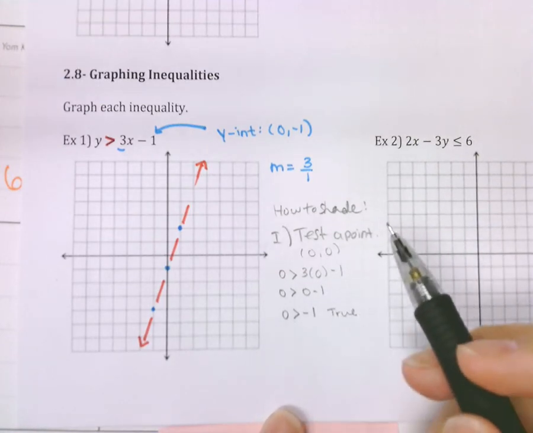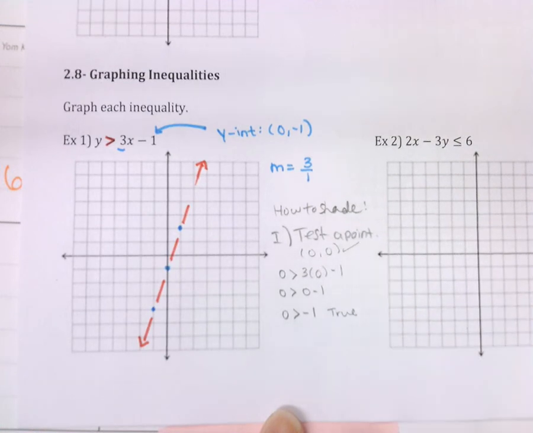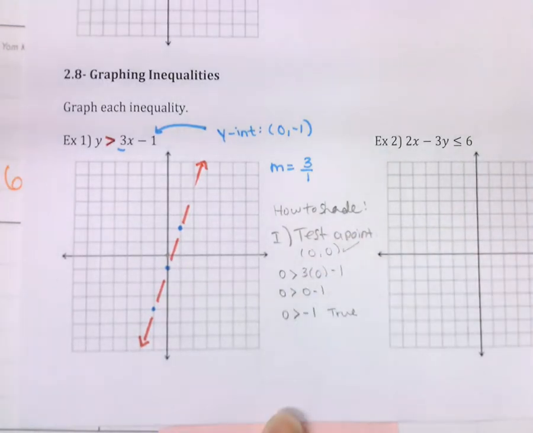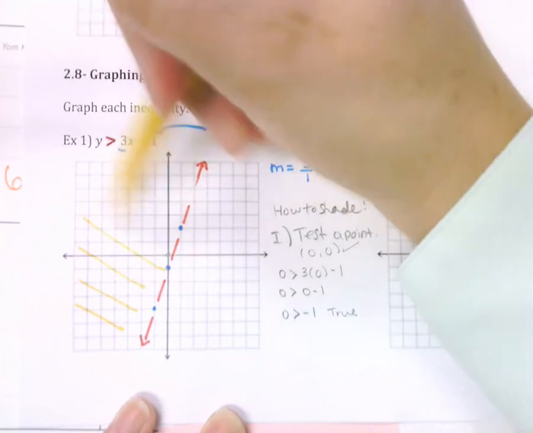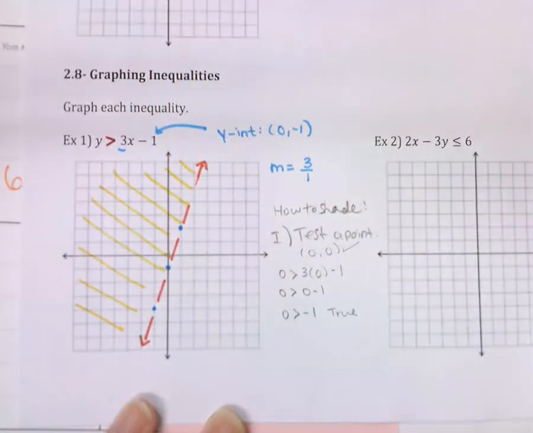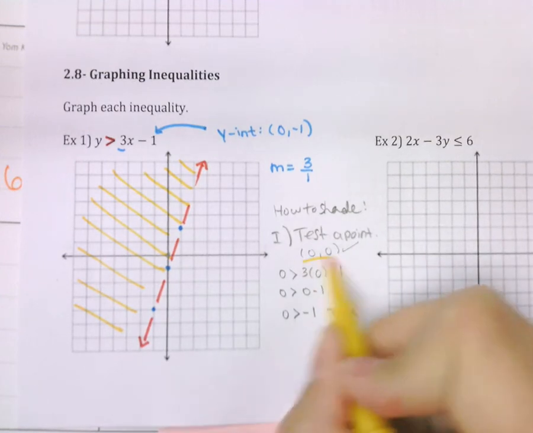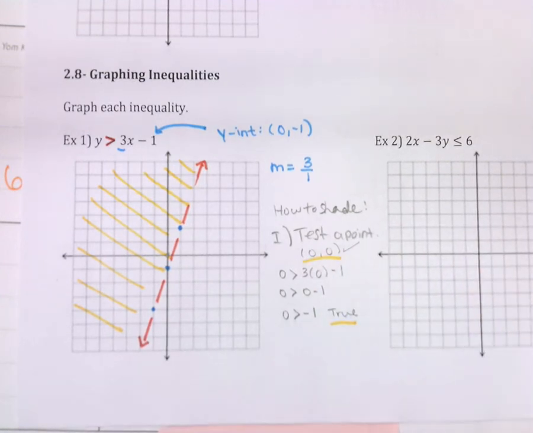Okay, if it's true, then that means that 0, 0 is a solution. This is 0, 0 right here, it's at the origin. If it's a solution, it needs to be part of the shaded region because the shaded region is representing all of the answers. So if it's true, you want to shade the point. If it's not true, you would shade on the other side, like down here.